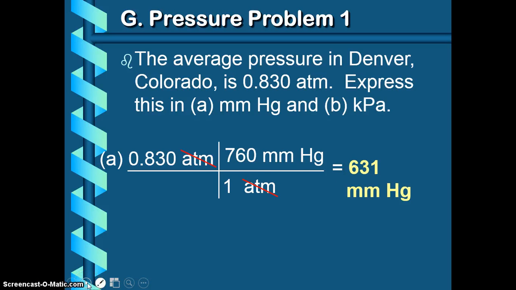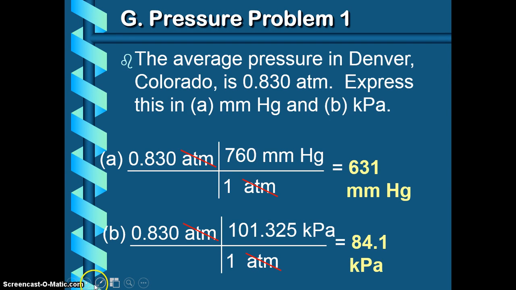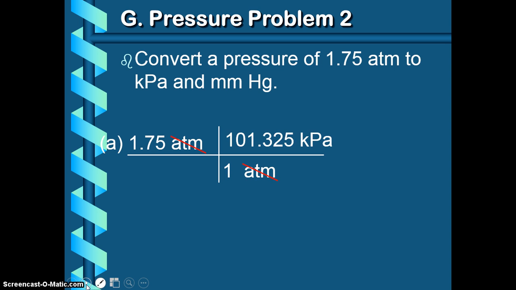Part B says to take it to kPa. So we're going to take the 0.830 atmospheres and use this conversion factor this time with 1 atmosphere equaling 101.325 kPa. Do the math, and we end up with 84.1 kPa. Second gas pressure problem. Convert a pressure of 1.75 atmospheres to kPa and millimeters of mercury. So we have 1.75 atmospheres. Conversion factor again, 101.325 kPa over 1 atmosphere to be able to cancel our units and get 177 kPa.